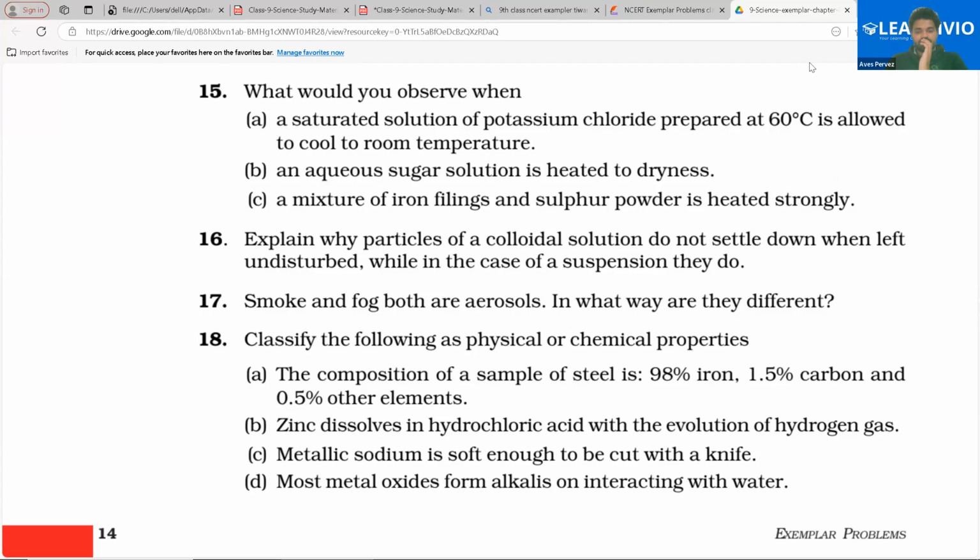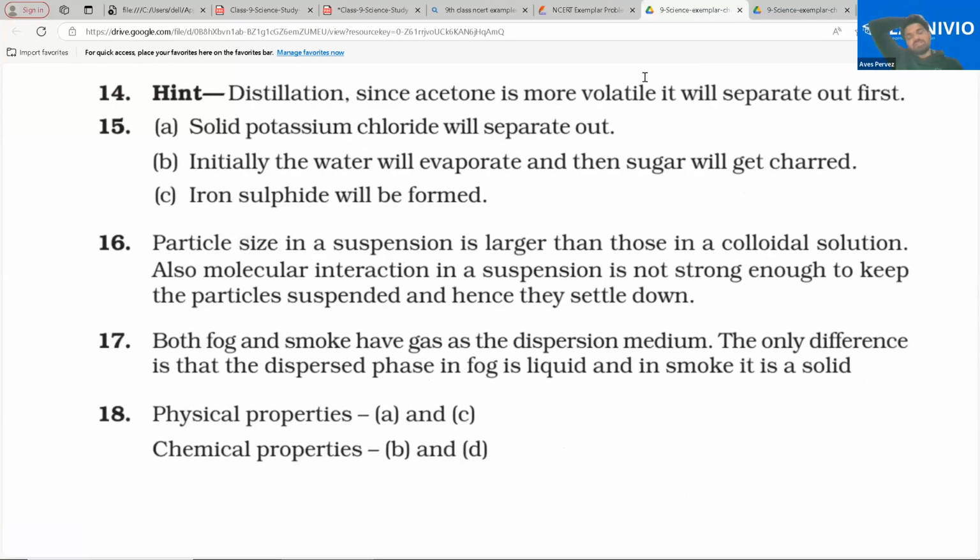So is it because they dissolve? No, the particle size in colloidal solution is small enough that it does not settle down. Okay, simply. And which question is it? It is 16. While in suspension it is big enough that it can easily settle down. So write down the answers for question number 16. The particle size in suspension is larger than that of colloidal solution, and also the molecular interaction of suspension is not strong enough to keep the particles suspended.